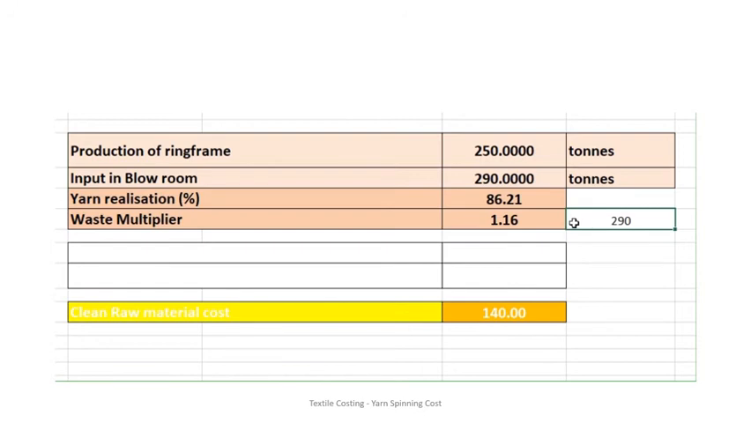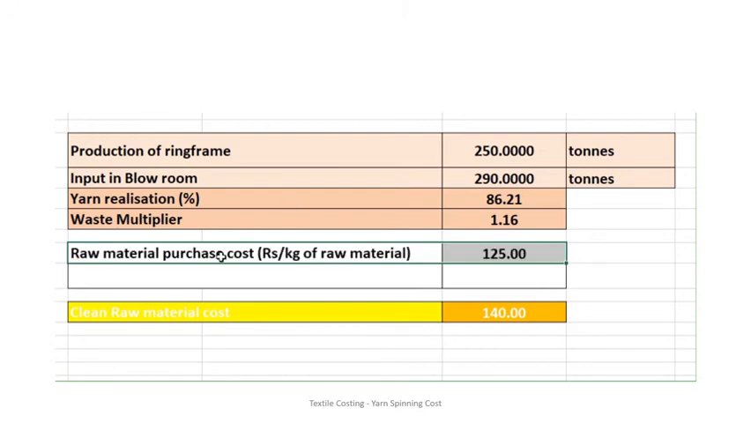It is simply to find out, for a required production, what is the input that you have to give. Then you have to multiply it with the waste multiplier. So the checking is over. Next, we can do another data.